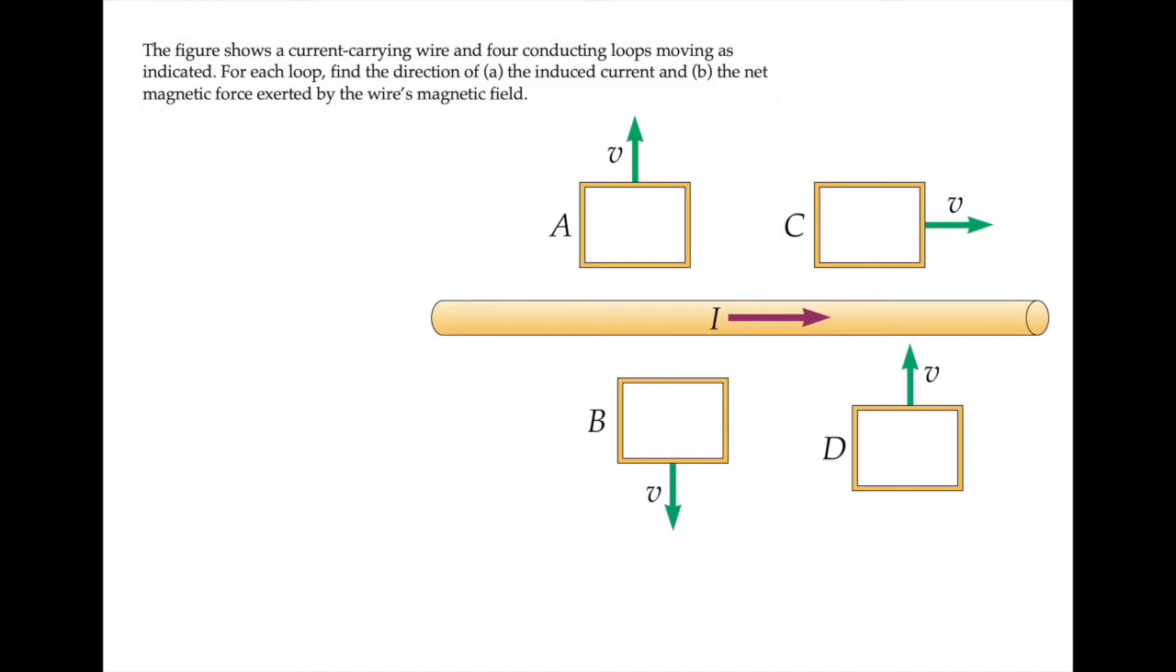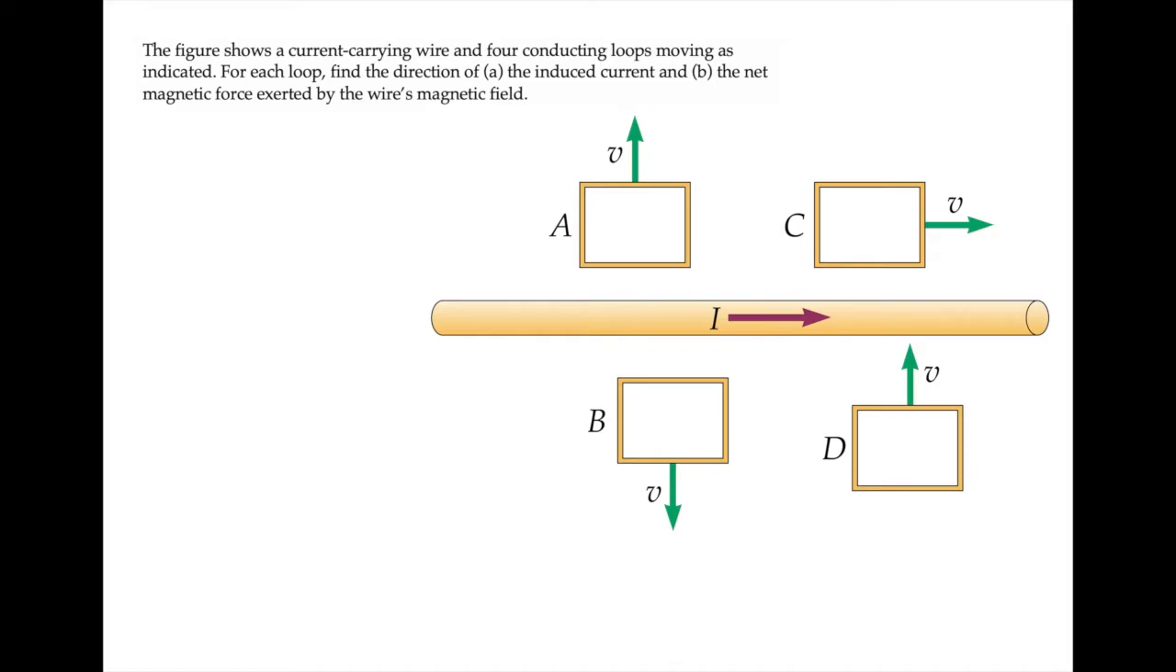This problem gives us a current carrying wire and 4 moving loops. It asks us to find the direction of the induced current and the direction of the magnetic force on each of those loops. There's a lot going on in this problem, so let's start by writing down some things we know from the current I.